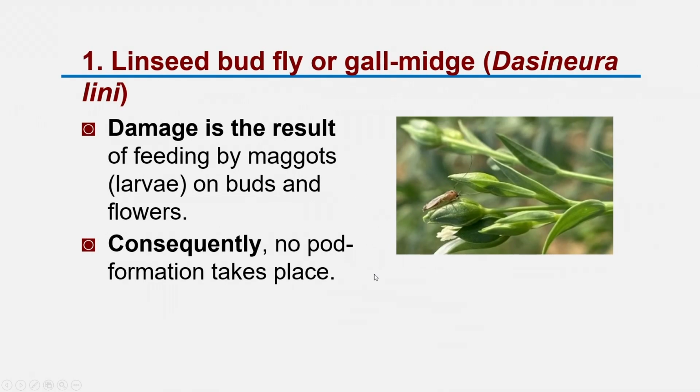So, you can see the first insect is linseed bud fly. It is also called gall midge. Scientific name is Dasineura lini. The damage is the result of feeding by maggots. Maggots are actually caterpillars which do not have legs. These maggots or larvae feed on the buds and flowers. Consequently, no pod formation takes place. So, that is really serious damage to the crop.